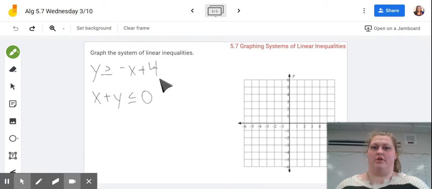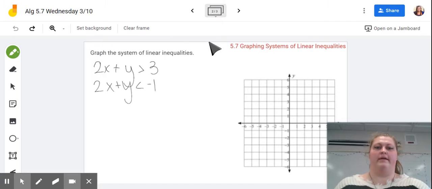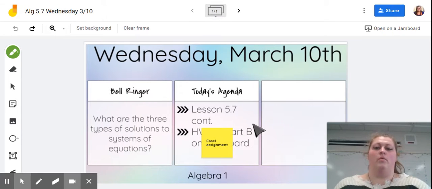Today is Wednesday, March 10th, and we are going to continue along with our systems of inequalities and solving for those. And then we're going to have a short Easel assignment to practice what we learned in today's lesson.